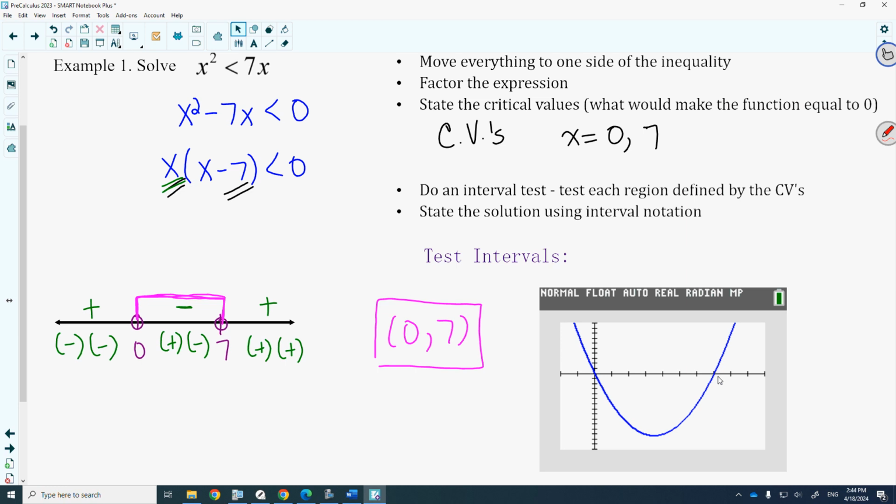What they are asking is, where is this function less than 0? Where are the y values less than 0? So 0 is basically right here. This piece of the graph is less than 0, right? This is at 7, but 7 is not included. This is at 0, 0 is not included. Where's our graph less than 0? This piece of the graph here. And that's why our solution is from 0 to 7.